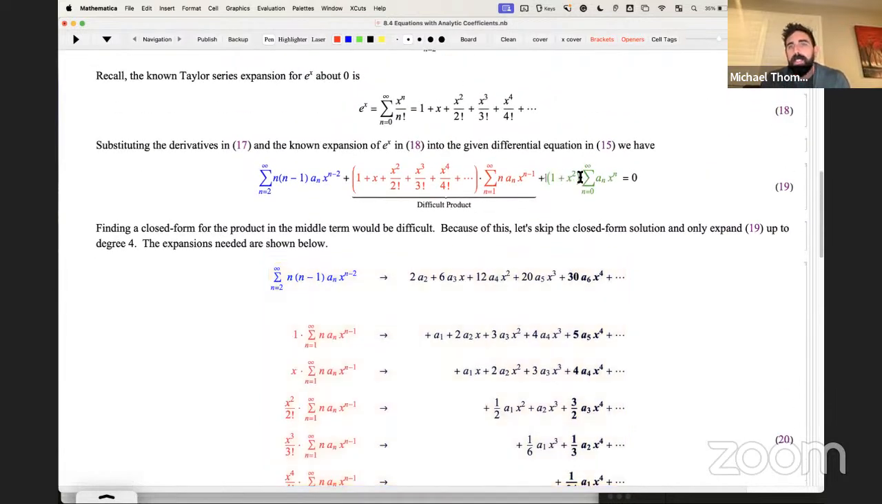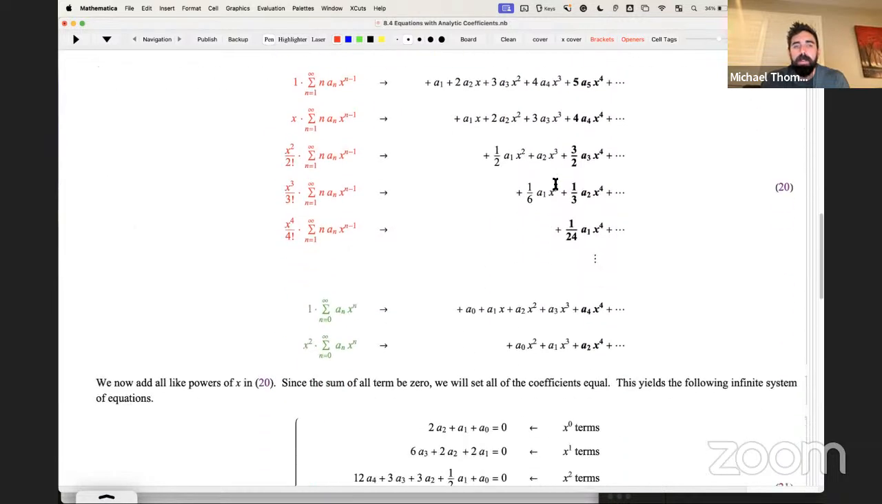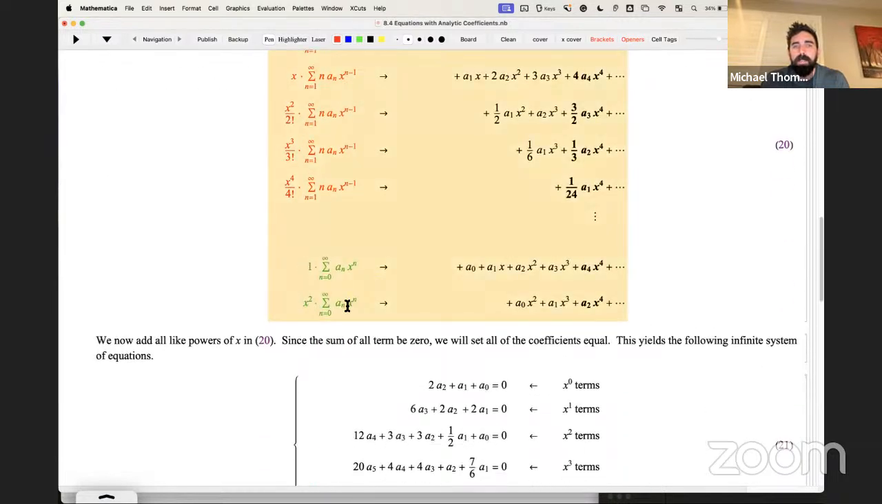We're also going to need to expand that one. That one's easy because we just push the 1 through and the x squared through. So there's the 1, there's the x squared, and we find the expansions up to degree 4.